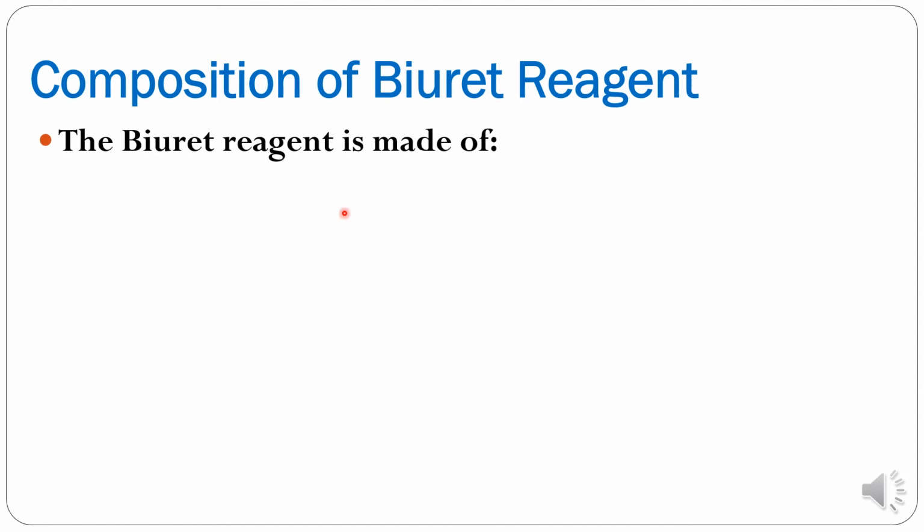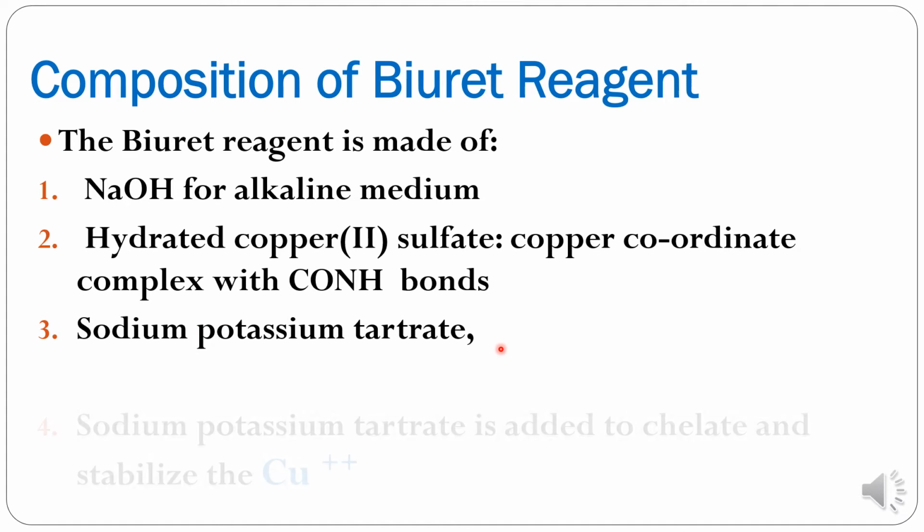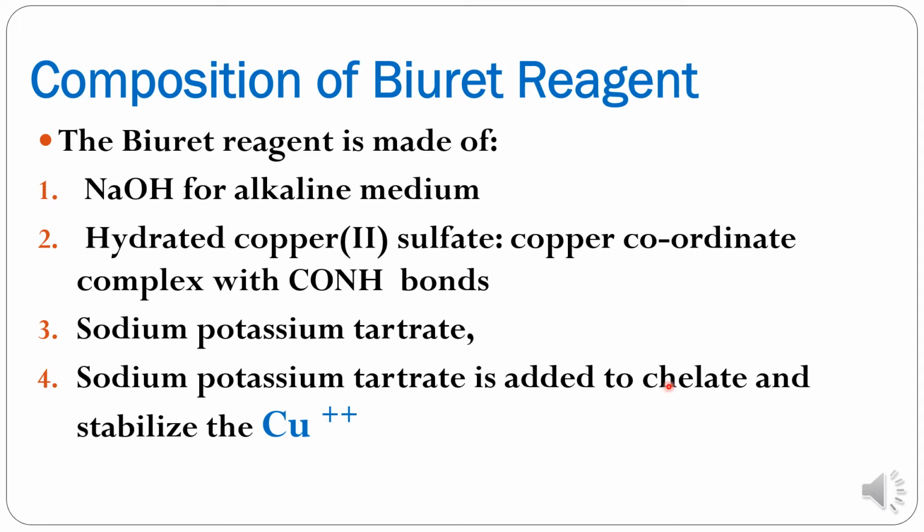What is the composition of biuret's reagent? It is made up of NaOH, which provides the alkaline medium. It also has cupric copper sulfate, which gives the cupric ions to bond with the CONH bonds, and it has sodium potassium tartrate, which is added to chelate and stabilize the cupric ions so that the complex formed is stable.